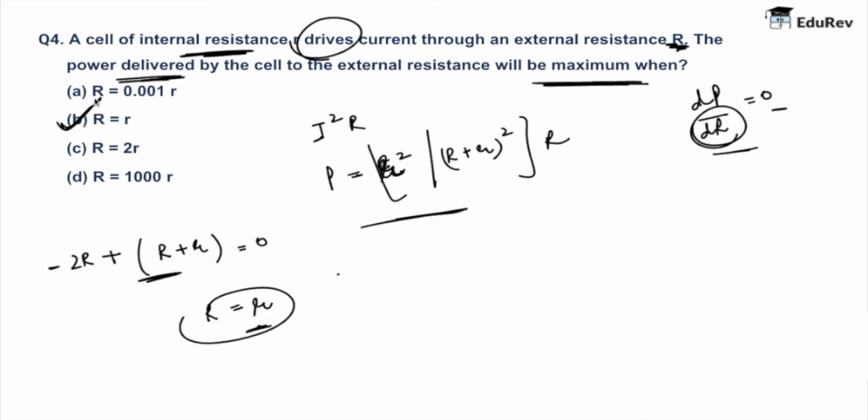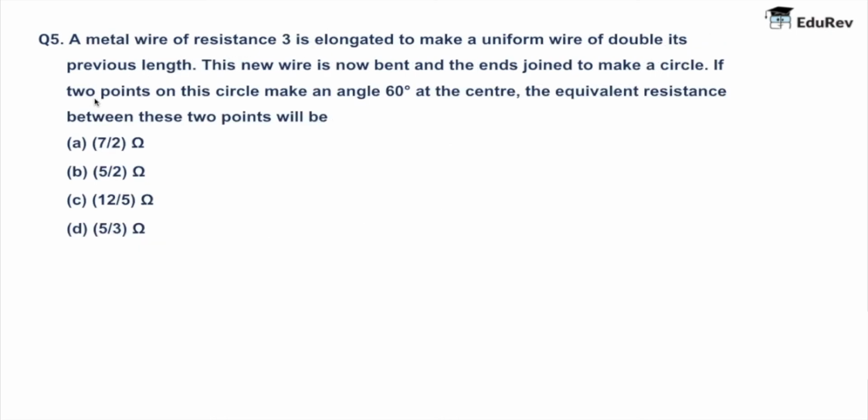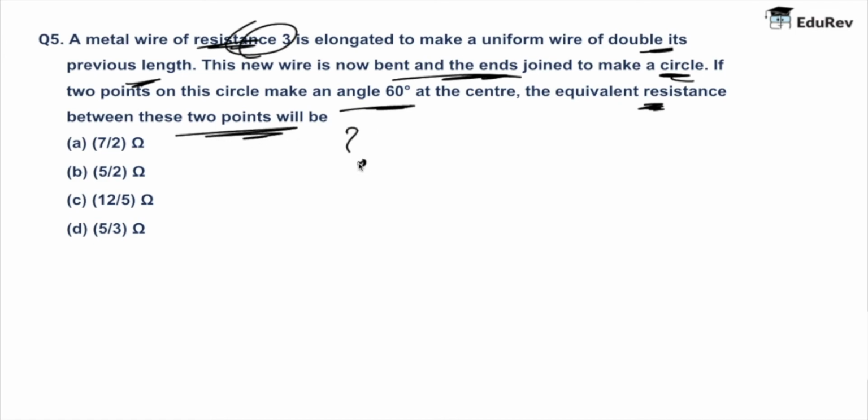Now coming to the final question, let's see what the final question has for us. The final question states that a metal wire of resistance 3 ohm is elongated to make a uniform wire of double its previous length. Now this new wire is bent and the ends are joined to make a circle. If 2 points on this circle make an angle of 60 degrees at the center, what is going to be the equivalent resistance between these 2 points? And that is exactly what we need to find out.